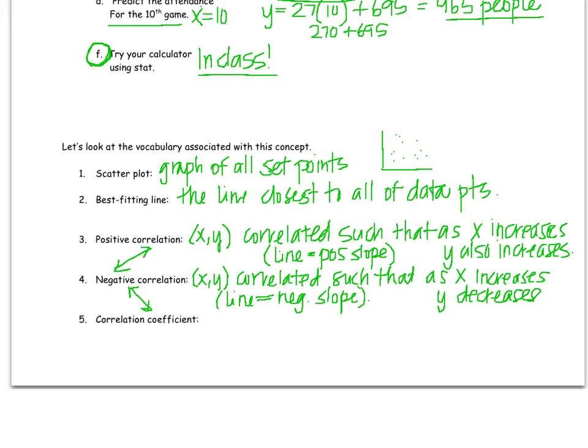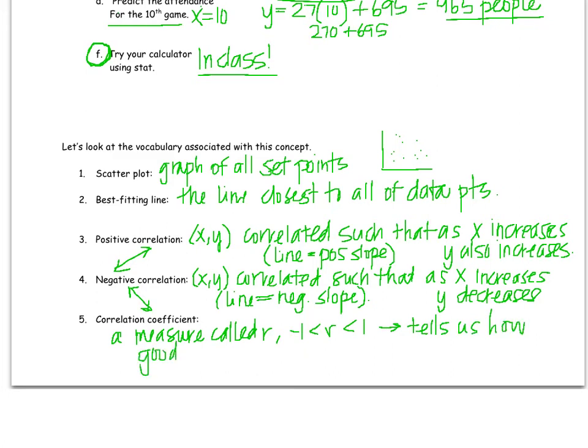Last but not least, correlation coefficient, and I'm going to give you a better definition if I can, is a measure called R. It's a way we measure how strongly data is correlated to a line. Now, R can be between -1 and 1. It tells us how good a line fits the data.